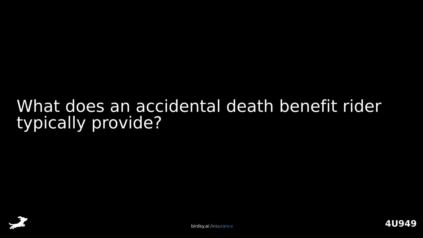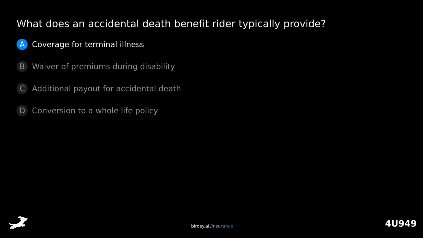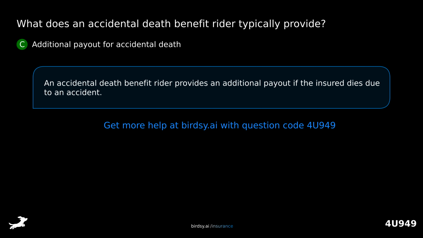What does an accidental death benefit rider typically provide? Is it A, coverage for terminal illness? B, waiver of premiums during disability? C, additional payout for accidental death? Or D, conversion to a whole life policy? The answer is C, additional payout for accidental death. An accidental death benefit rider provides an additional payout if the insured dies due to an accident.